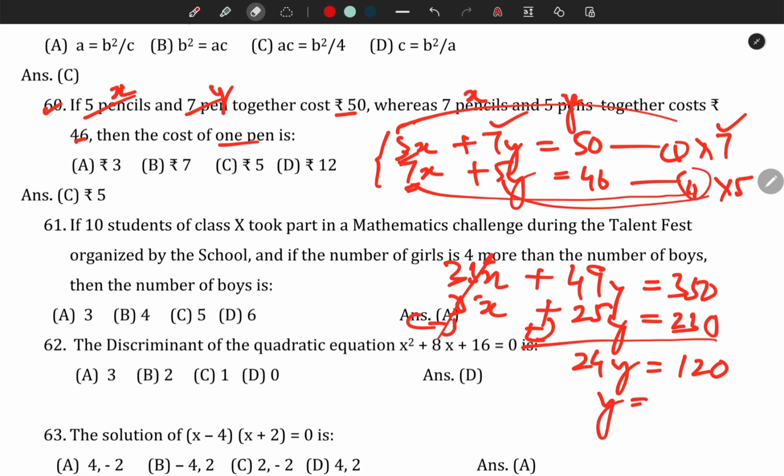So if you divide 120 by 24, we can cancel with 12, 12 2s are 24, 12 10s are 120. So y is 5. The cost of 1 pen we took to be y, so it is rupees 5. That is the correct answer.